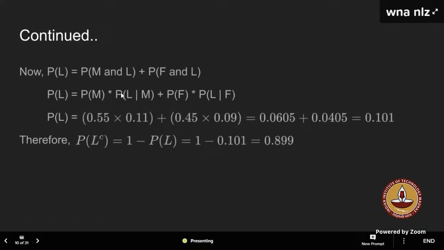Probability of S1 times probability of S2 given S1 has occurred. If these two events are dependent, this is what we used to do. And if it's independent, as I said, you can directly do probability of S1 into probability of S2. Are these two approaches clear?